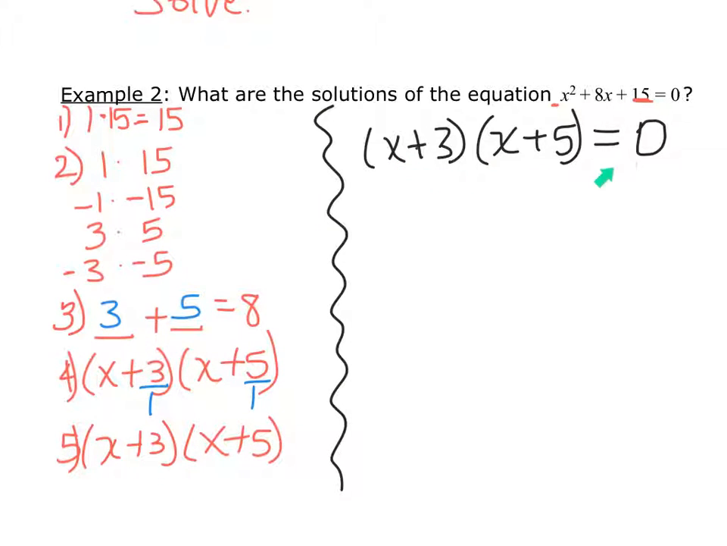So if a product equals 0, then I know one or both of the terms is 0, right? So we're going to write that. So we're going to say x plus 3 equals 0. X plus 5 equals 0. And solve each of those for x.